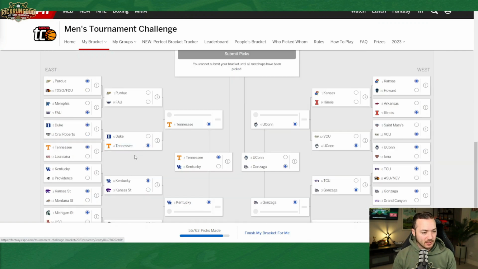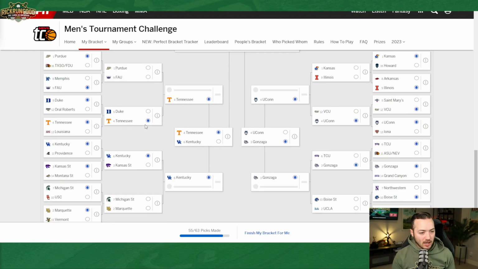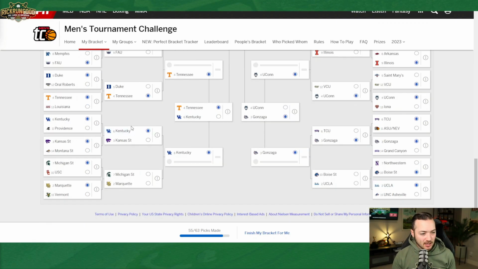Arizona to beat Princeton. Down to the East. FAU over Memphis. That was, I believe, pretty close. Florida Atlantic is +3, but they've got a ton of leverage over a big name college like Memphis. Duke over Oral Roberts. Tennessee over Louisiana. Kentucky over Providence. Kansas State over Montana State. Michigan State over USC.